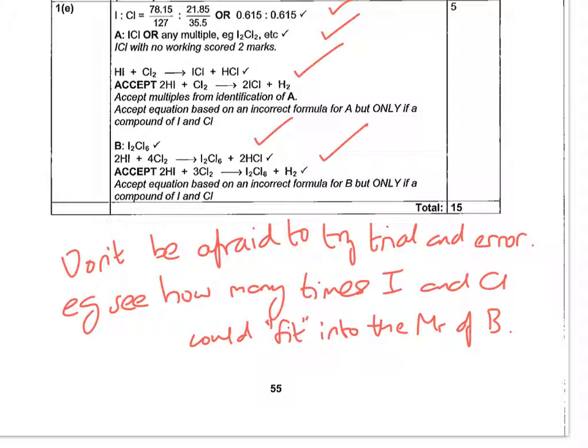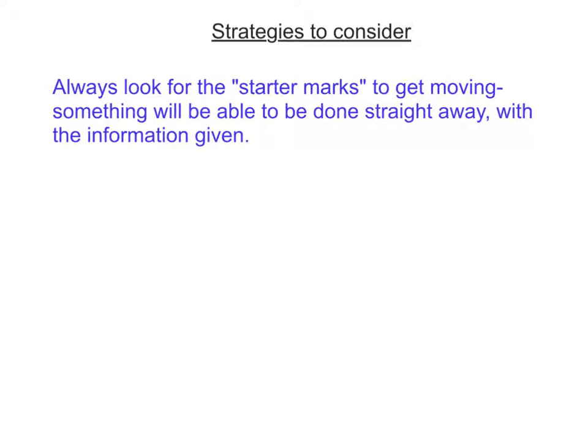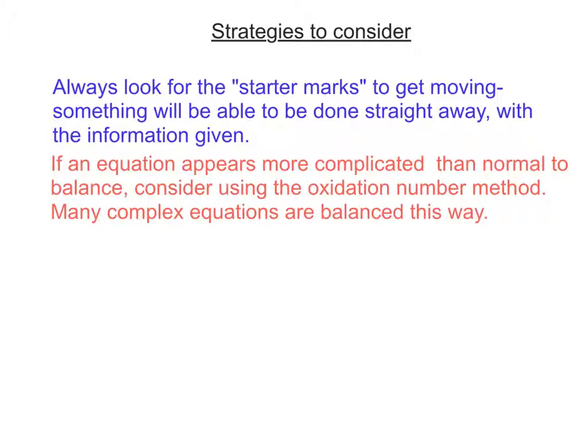So let's have a look at summarising some of the strategies you might want to think about if you come across an applied calculation question like the ones we've looked at in this clip. So always look for what we call the starter marks. This gets you moving. It'll be quite easy to spot, and it'll be able to be done straight away just to get you up and running. If you come across a one-mark equation that appears more complicated than normal, and it seems like it's taking a lot of time to try and get that one mark, consider using the oxidation number method. Many complex equations can be balanced this way.